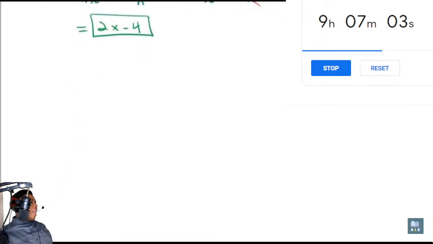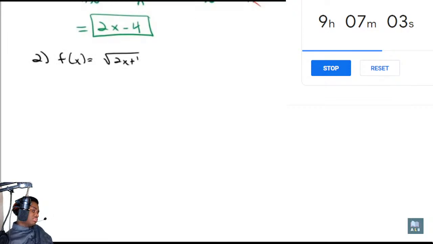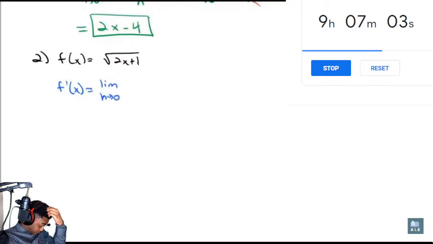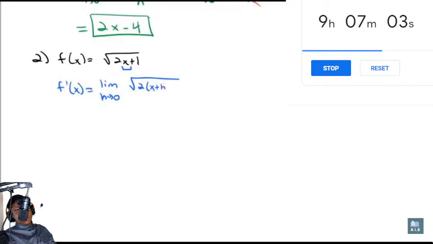Let's try one more example. Let's take f of x is equal to the square root of 2x plus 1 and see if we can calculate its derivative. So to calculate the derivative, f prime of x, it's equal to the limit as h approaches 0 of f of x plus h. We're going to replace the x with x plus h. That gives us the square root of 2 times x plus h plus 1, minus the function itself, which is the square root of 2x plus 1, all over h.